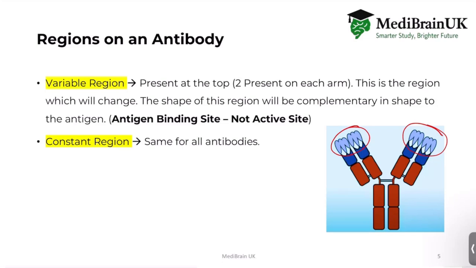And then the constant region is basically this bottom part of the antibody, this red part. This red part is going to be the same for all antibodies. So this is your default structure for an antibody. The only part which is going to change and vary for different antibodies is the top part, the variable region of that antibody, because that's going to be attacking different antigens.